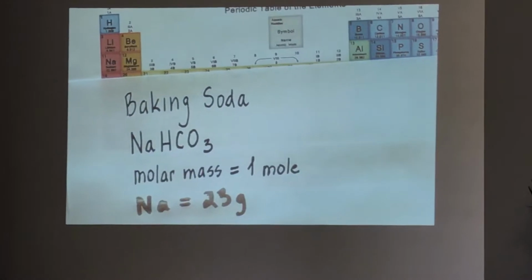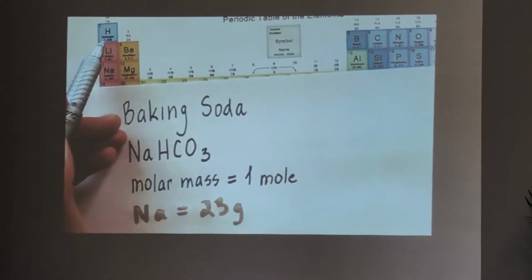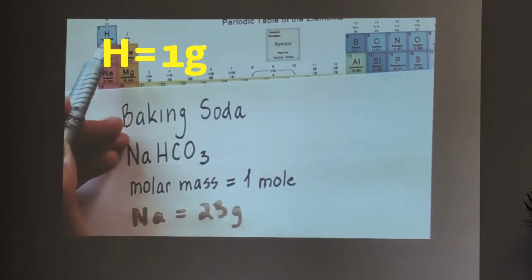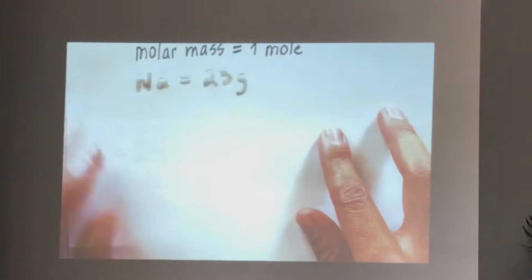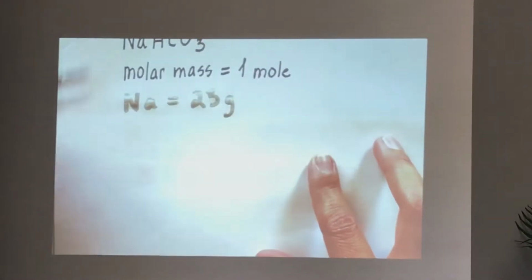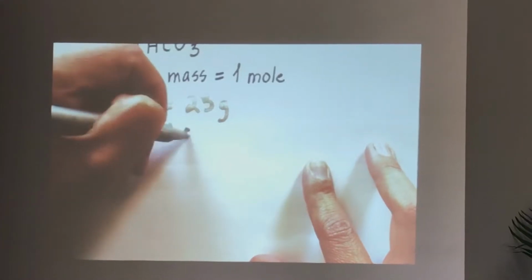grams. My next element is hydrogen. Hydrogen is over here. It says 1.008, so it's 1 gram. So what I'm going to do, I'm going to put H equals 1 gram.